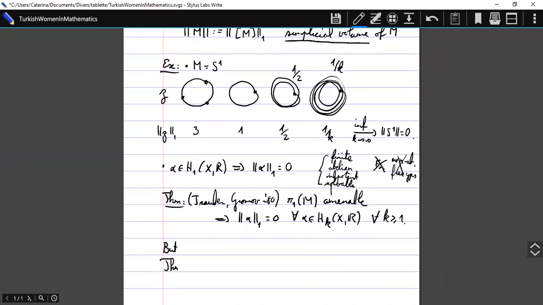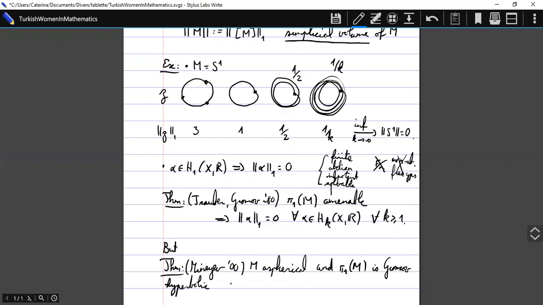So here is another very important result of Minaev in 2000 that can be expressed as: if M is aspherical, which means that the universal cover of M is contractible, and pi1 of M is what we call Gromov hyperbolic, then the L1 norm of any class is bigger than 0 for every non-zero alpha in H_k(M;R).